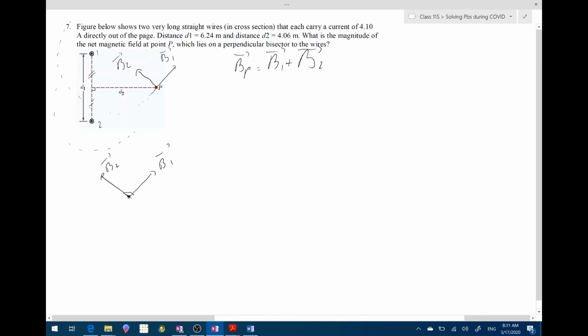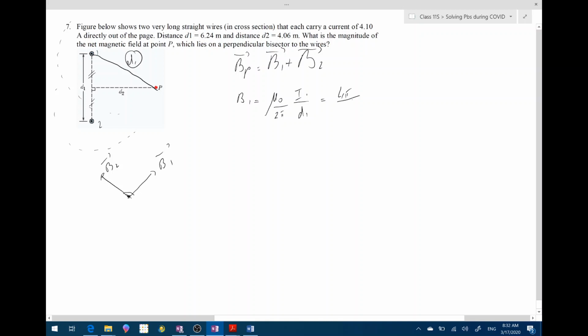How do you figure out this angle? Well, let's first calculate B1 and B2. That would be a very easy job. B1 is a magnetic field created by a current traversing a wire, so it's mu0 over 2 pi I1 over D1. And D1 in this case, it's not the D1 given, it's that distance. Let me erase this. Sorry. It would be that distance which I care about. This is the distance I care about.